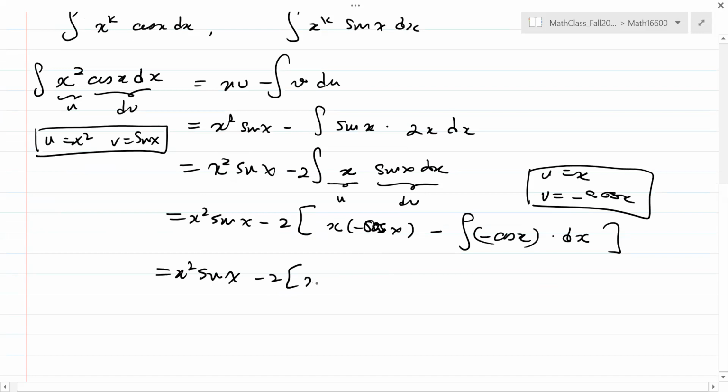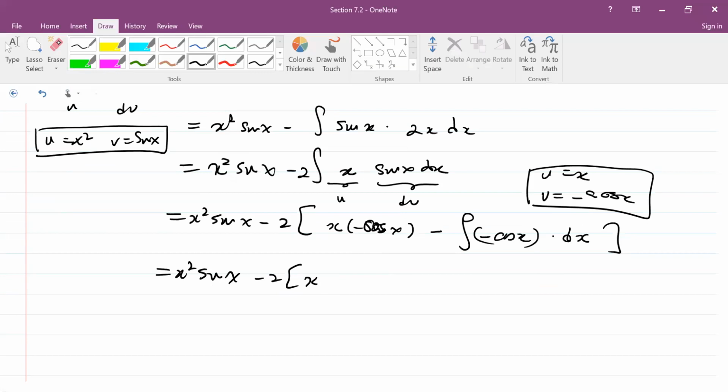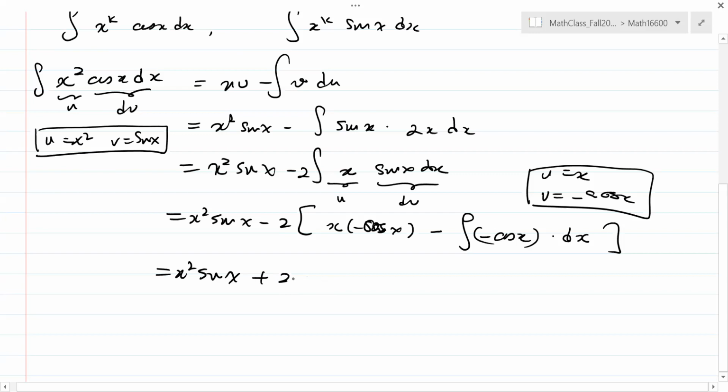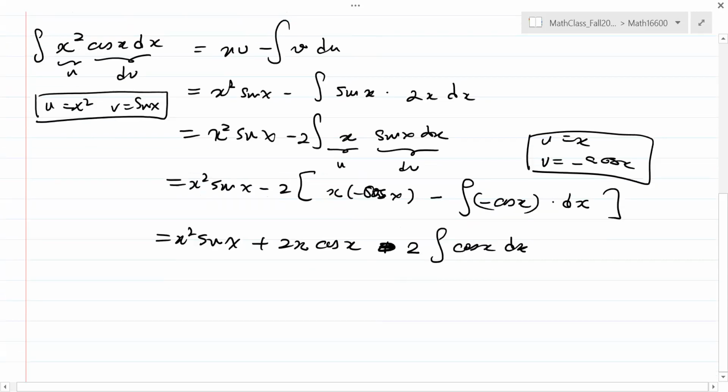So let's remove the parenthesis first. If we remove the parenthesis, you will get plus 2x cosine x, and minus 2, because they have negative, negative, negative, and the cosine x dx. So the antiderivative of cosine x is going to be sine x. So then you get x squared sine x plus 2x cosine x, minus 2 sine x, and plus a constant. So just get more terms.